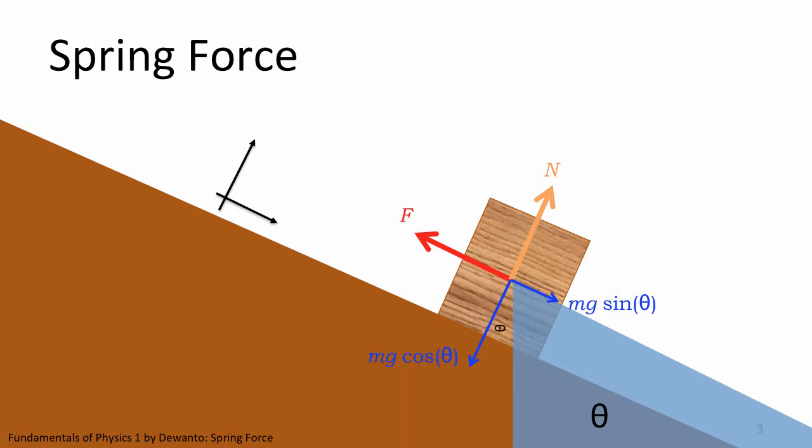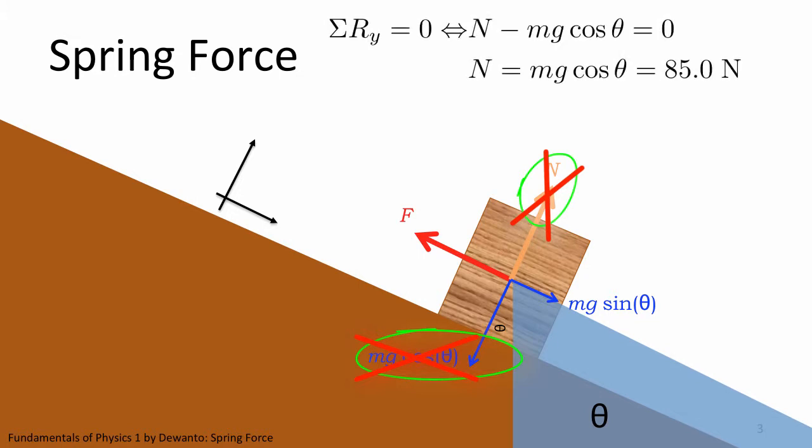With this free body diagram in mind, we can solve for the normal force and the spring force. Similar to the argument in the previous video, since the crate is not moving as far as the vertical component is concerned, the net force along the vertical has to be 0. This implies the normal force and mg cosine theta cancel each other. Hence, although it is not required in this problem, we can obtain the normal force, which is approximately 85.0 Newton.